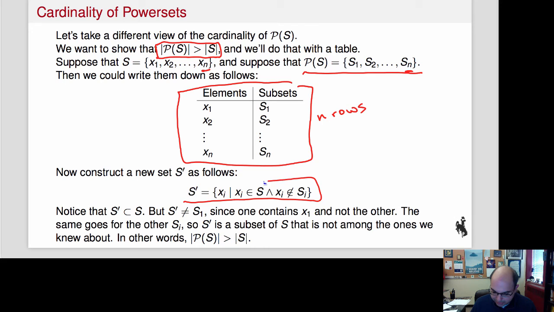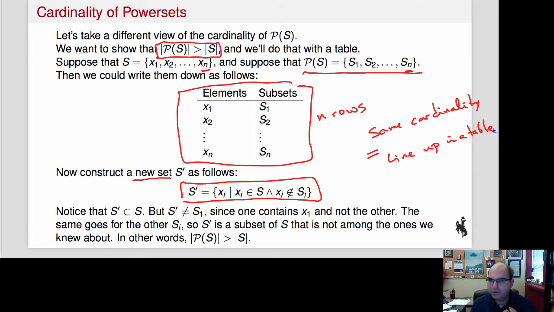Because I'm going to find some new set, S prime, a new set that is actually in the power set. It's a subset of S, and it's not one of the S sub i. So notice a couple of things that I'm saying. I'm saying that having the same cardinality is the same thing as a lineup in a table. In fact, that's the idea I want us to have when we talk about two sets having the same cardinality: it means that I can line up their elements in a table, one to one, like that. So here's how I will construct this new set S prime.